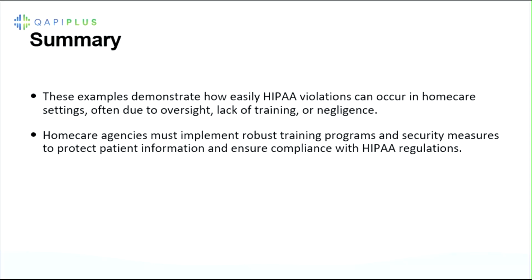So in summary, we've talked about some examples here that show how HIPAA violations can occur in home care settings, often due just to our oversight, right? It can feel like more of a casual patient relationship interaction when we're not in a facility and don't have some of those facility guidelines that protect us and remind us. It could be lack of training or understanding, or just people's choice of saying, I'm just going to do this anyway. So we don't want to be negligent in our actions.